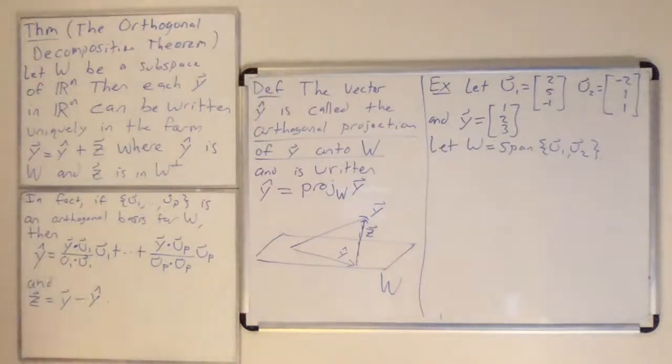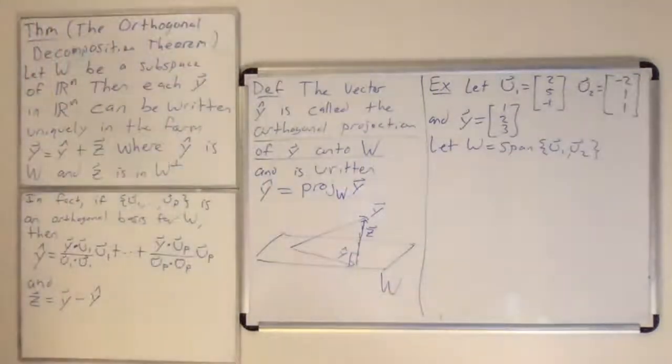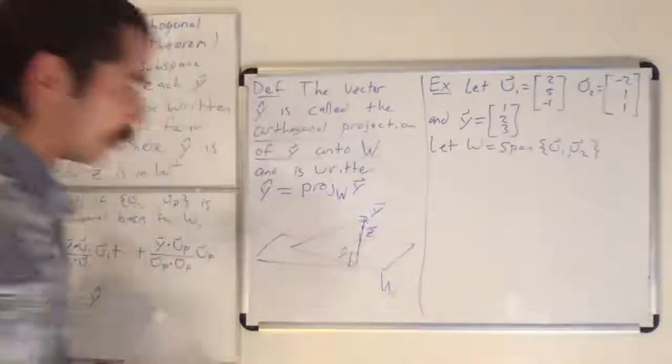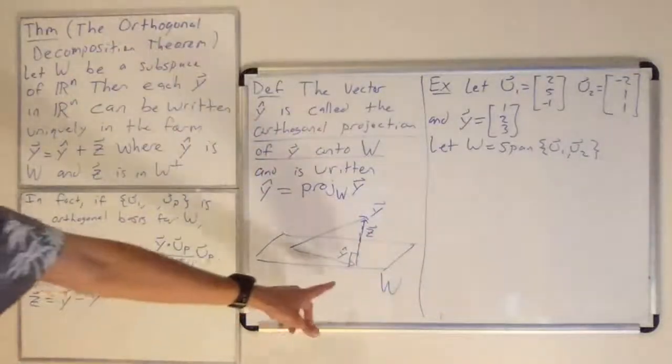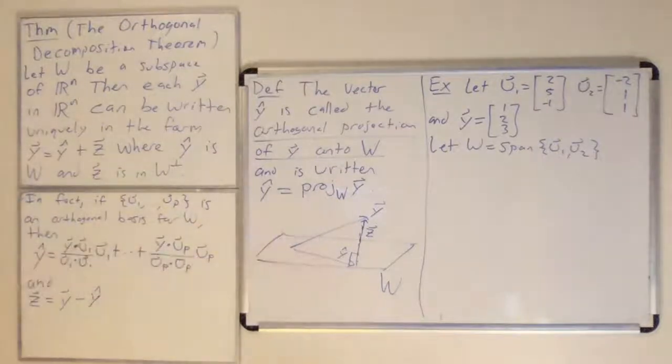In your drawing, is Y hat and Z perpendicular? Yes. So let's draw that in. Yeah, Z is perpendicular. Z is perpendicular to any vector that lives in W. So in particular, it's perpendicular to Y hat.